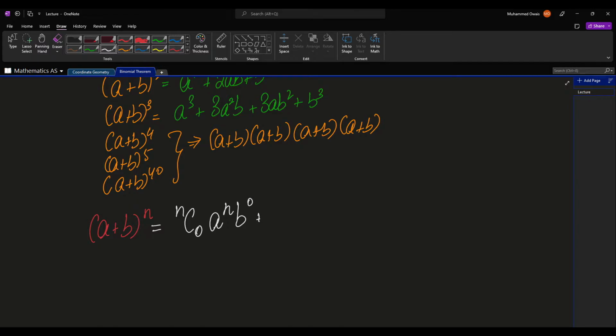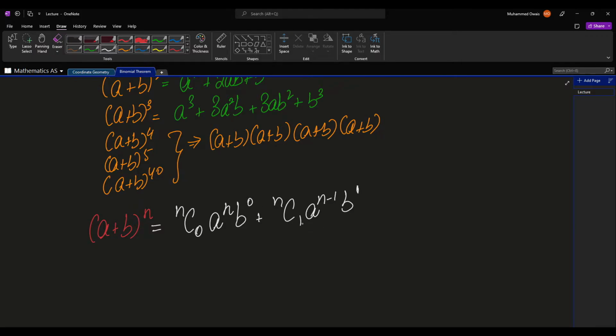Now then, we move on to the second. What we will now write is nC1. See, this 0 is now added 1, right? We add 1 to this 0, it becomes 1, and n remains the same, so we say nC1. And then for this a power, we subtract 1 from this n, so we say n minus 1. And for this b, 1 is added, so b becomes power 1. Basically, this 0 is the power of b in the first term, and this 1 is the power of b in the second term.